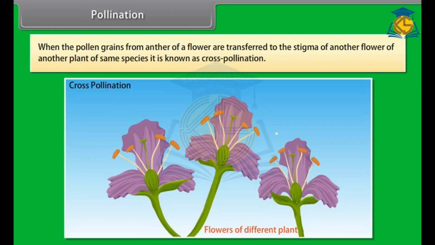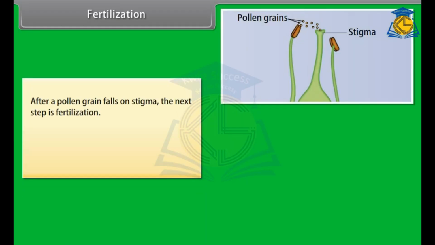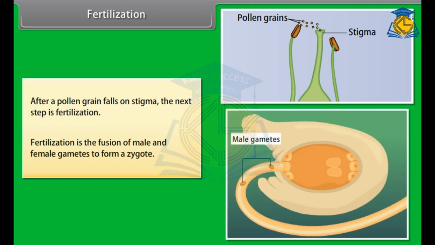When the pollen grains from the anther of a flower are transferred to the stigma of another flower of another plant of the same species, then it is known as cross-pollination. Fertilization. After a pollen grain falls on the stigma, the next step is fertilization. Fertilization is the fusion of male and female gametes to form a zygote.